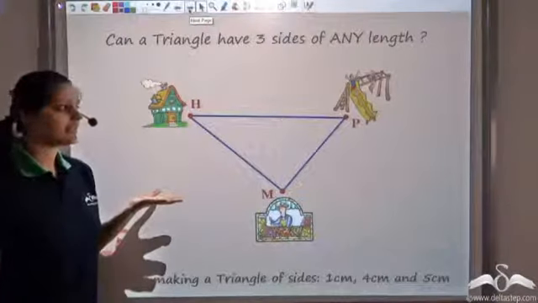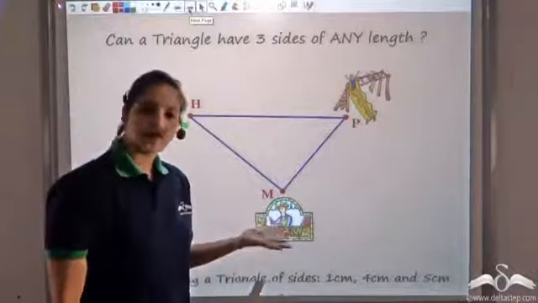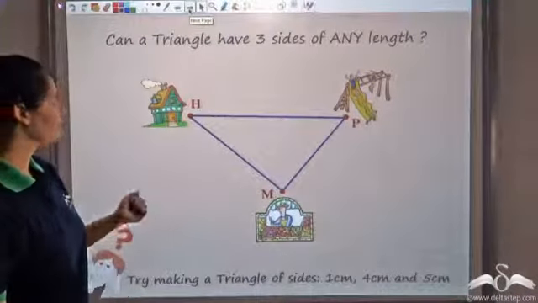Well, try making a triangle with sides 1 centimeter, 4 centimeter and 5 centimeter. See if you can make a triangle with these three sides. Let us see.